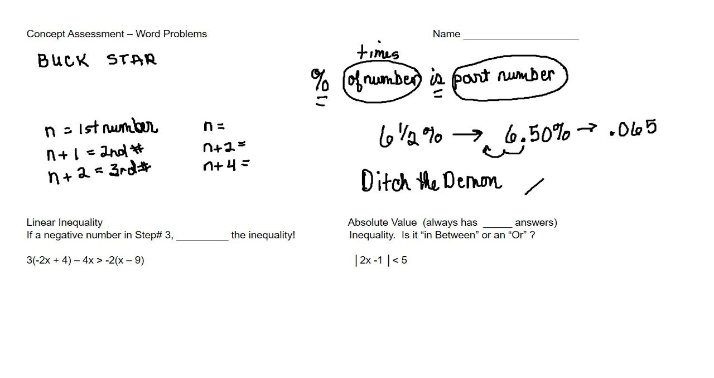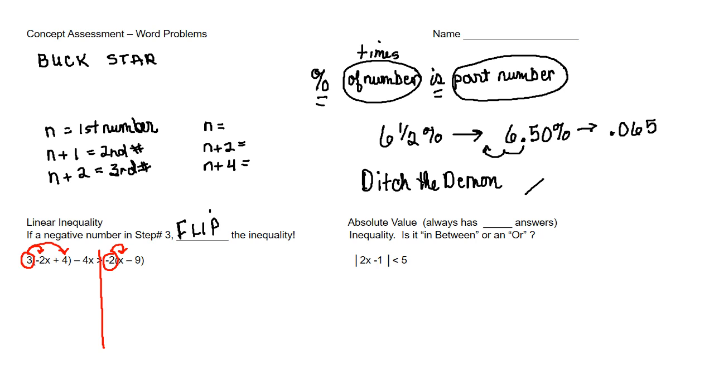Working with linear inequalities, just remember that if you are dividing by a negative number in step 3, you need to flip that inequality. Again, you're going to start with a fence of equality when you go work it. And you just start with step 1: distribute, combine any like terms.